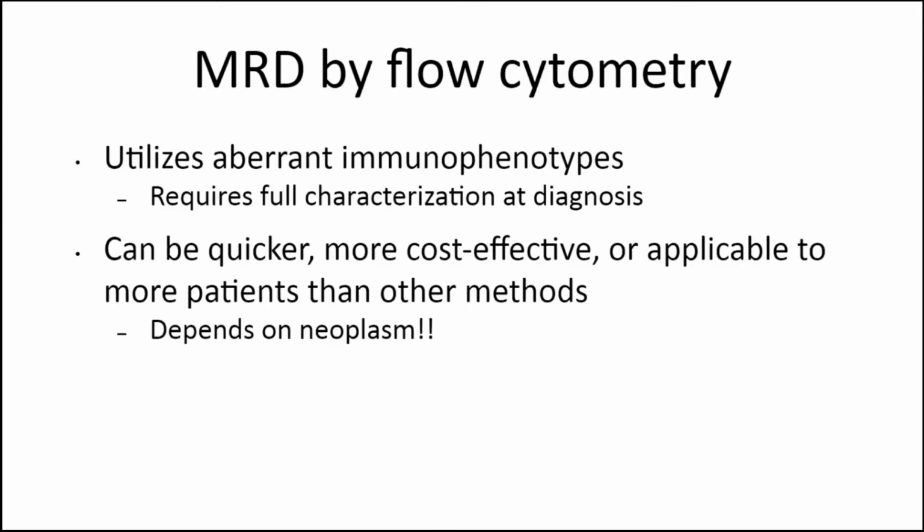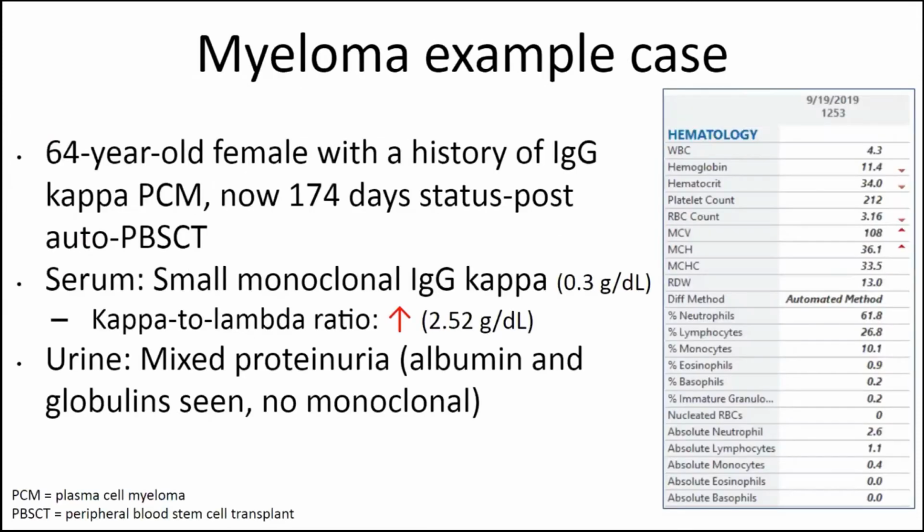So let's take a look at how we use flow cytometry in MRD testing. Let's use this 64-year-old female as an example case to apply what we've learned so far. She has a history of IgG kappa plasma cell myeloma and is status post-auto peripheral blood stem cell transplant. Her CBC with differential is remarkable for only a slight macrocytic normochromic anemia. A small monoclonal IgG kappa was found in her serum, in addition to an increased kappa to lambda ratio. The urine showed a mixed proteinuria without a monoclonal peak.